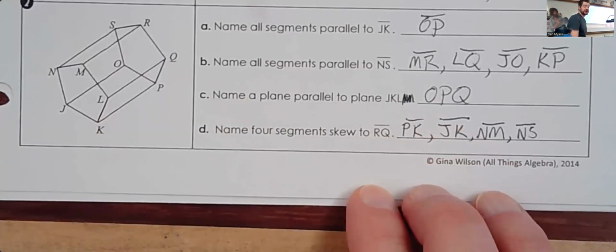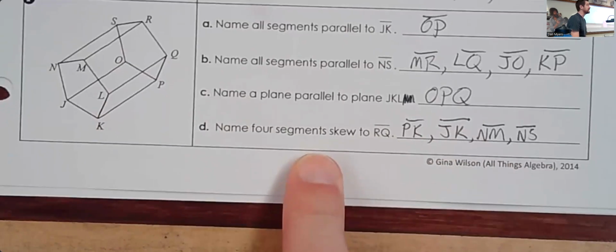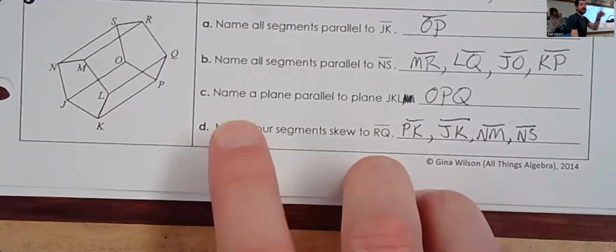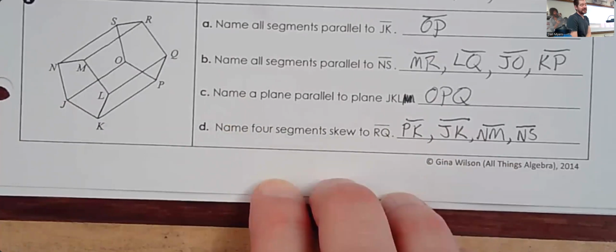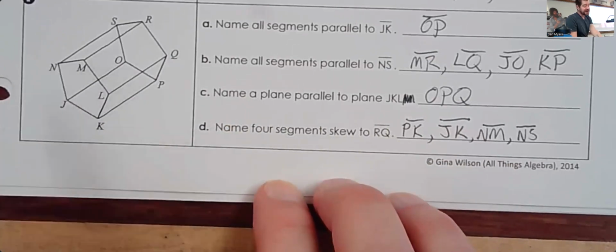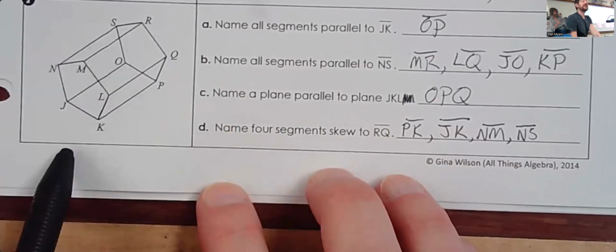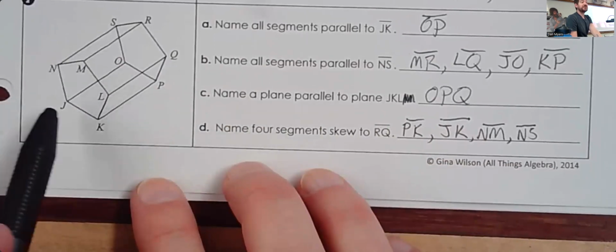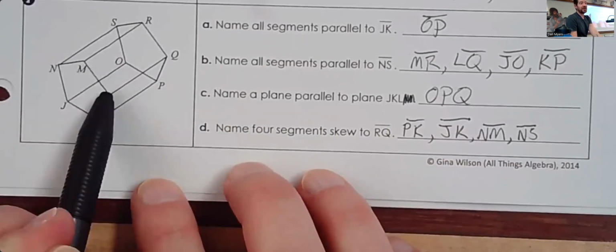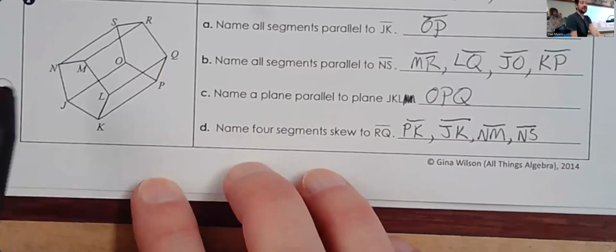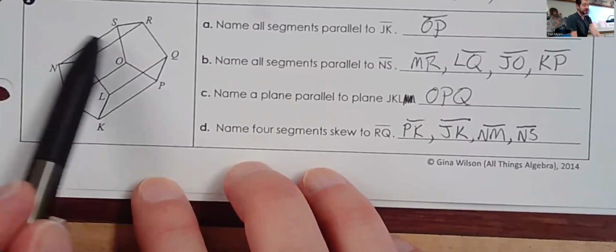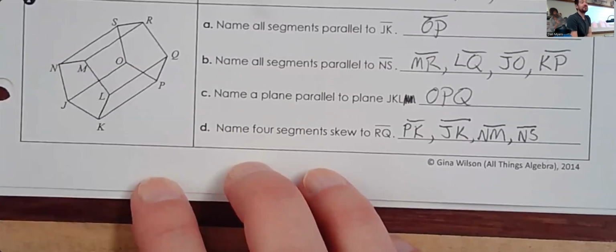Any other questions for 2D? ML is parallel to RQ. So NM works, NJ works. So every segment from the front shape works except for ML. LK works, JK works, NJ works, NM works. So if you wanted to do your 4 segments, you could do all 4 on the front except for ML. All right, let's turn the page.